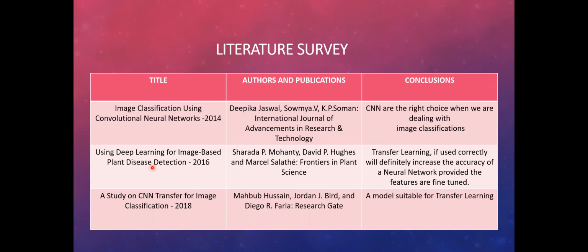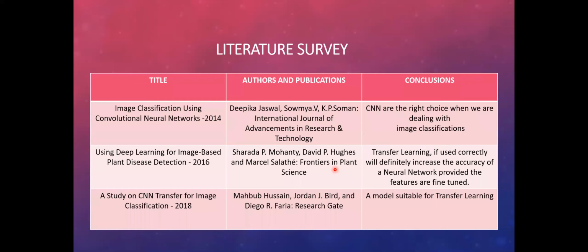And the next is using deep learning for plant disease detection, and this was in 2016. Here they established that transfer learning, if used correctly, that is, with respect to the case scenarios where it will fit properly and proper fine tuning is done, can achieve very high accuracies even though we have a relatively small data set. That was about the second paper.